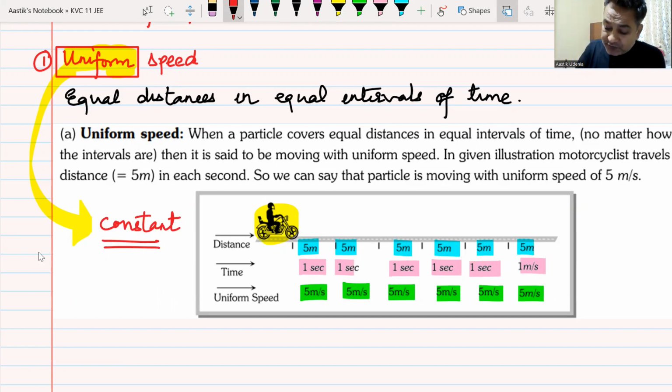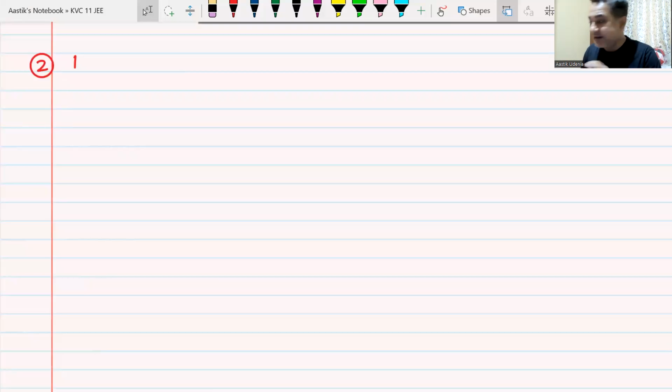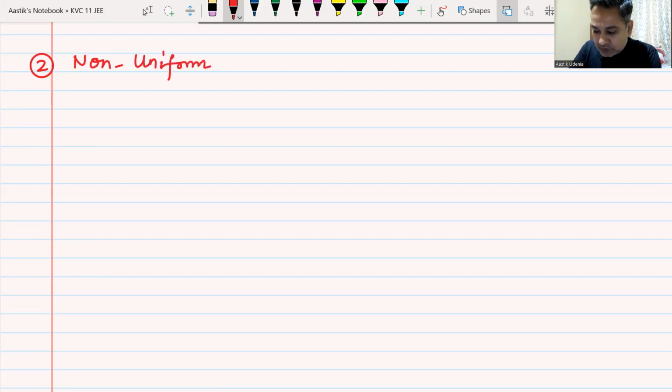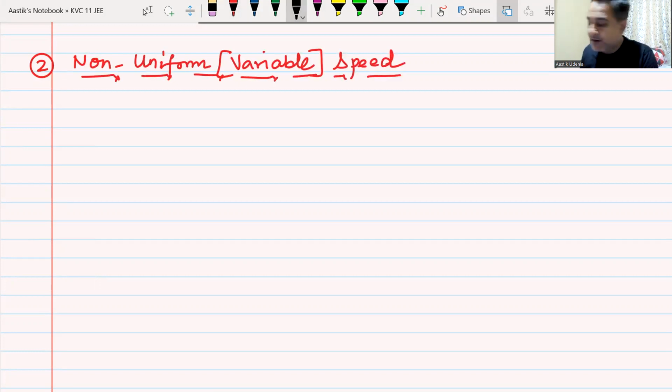If the first type of speed was uniform speed, what is the second type of speed? Non-uniform speed. The second type of speed would definitely be non-uniform speed. So write the heading non-uniform speed, or instead of using the word non-uniform, you can also use the word variable speed. A particle or a body moving with variable speed. Now, once you have understood non-uniform speed, you can probably tell me what you mean by variable speed.